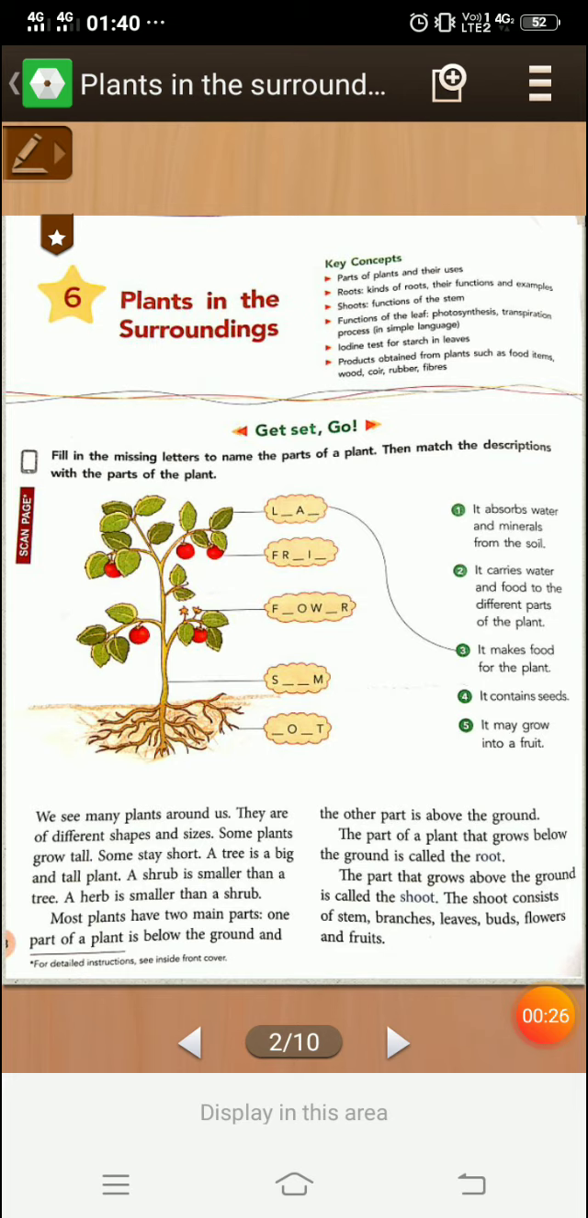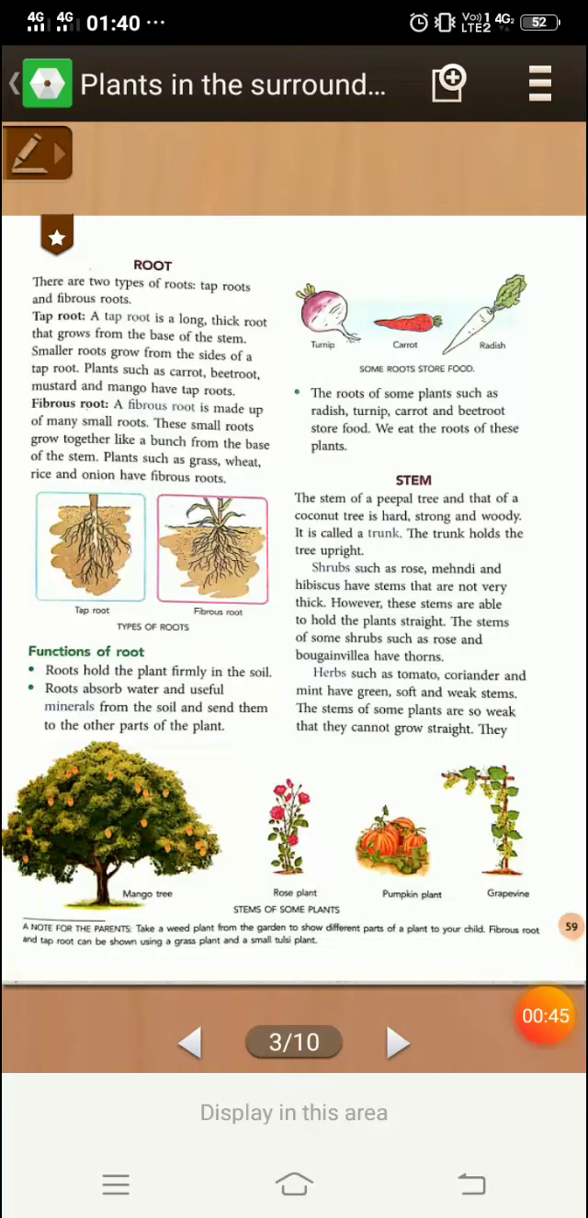Now, every plant has two basic parts. The part of the plant that grows below the ground is called root, and the part that grows above the ground is called a shoot. The shoot consists of stem, branches, leaves, buds, flowers and fruits. First we'll discuss root.